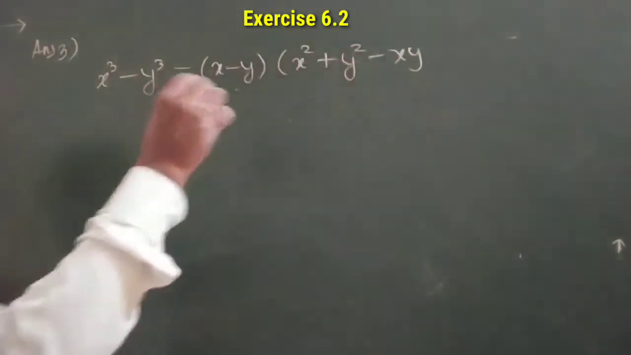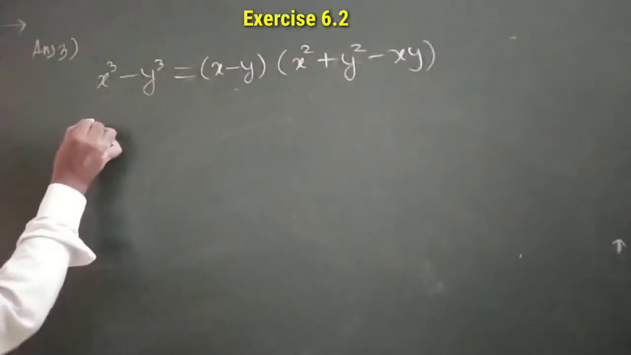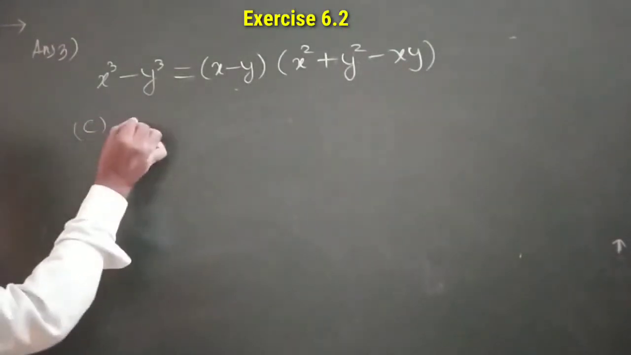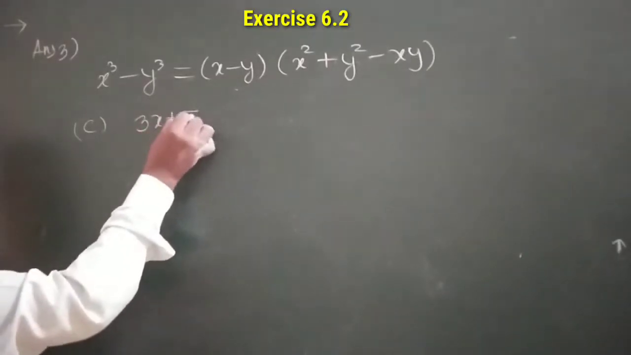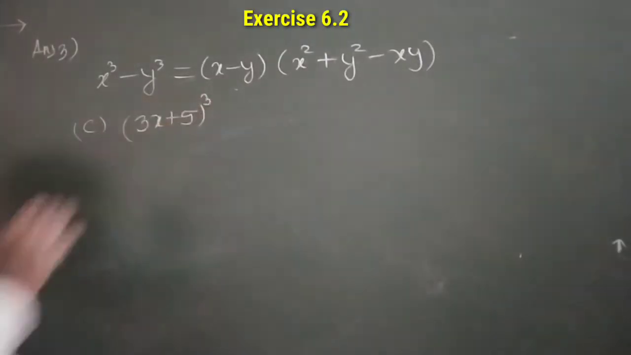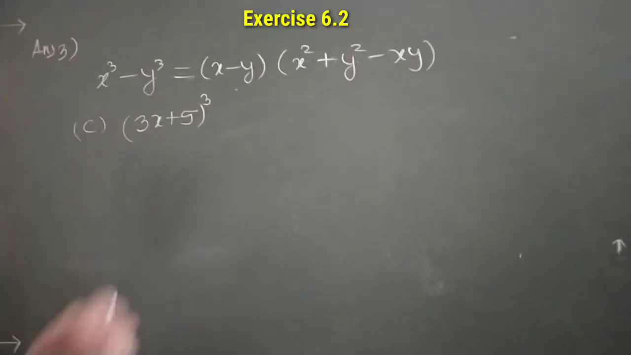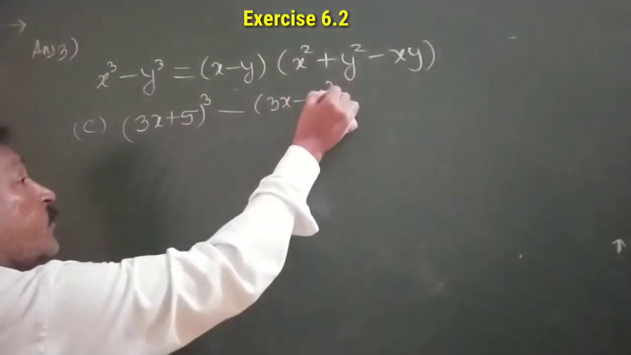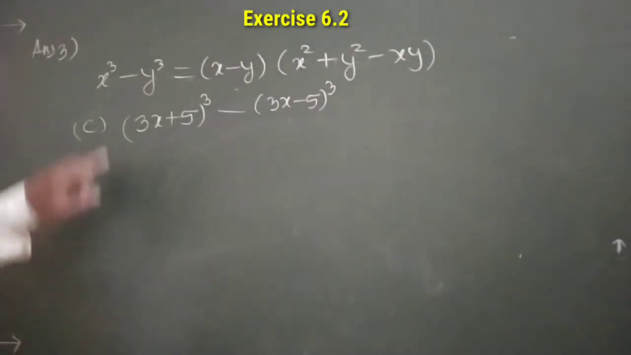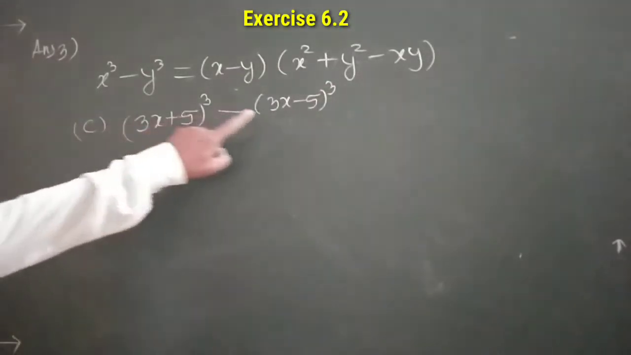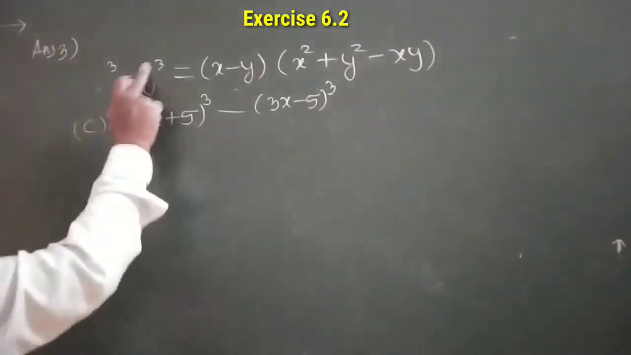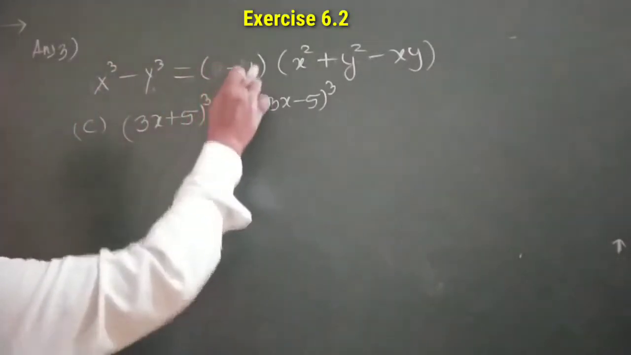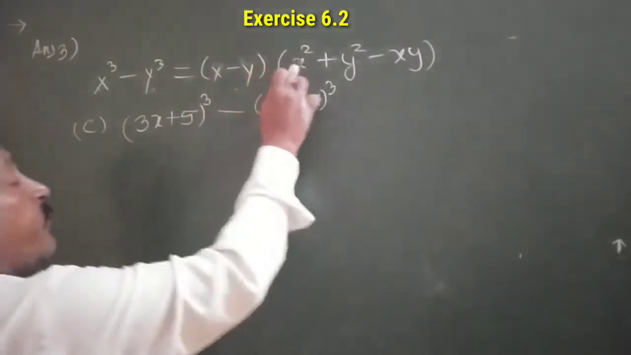Okay. So if you see part C, it is written 3x plus 5 whole cube minus 3x minus 5 whole cube. Okay. So since x is already used, we can change the formula. We can use capital letters, so that you will not have any kind of confusion.